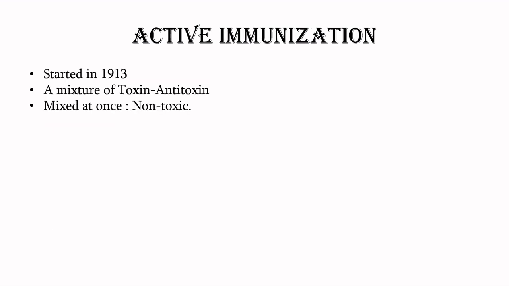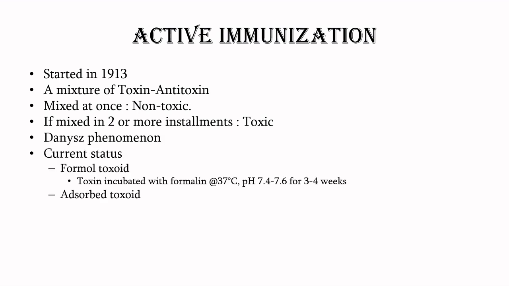So in active immunization, the method started way back in 1913. It was a mixture of toxin and antitoxin. If you mix equal amounts of toxin and antitoxin all at once, the mixture becomes completely non-toxic. But if you mix it in 2 different installments of toxin with antitoxin, the resulting mixture will still be toxic. Okay, so the current methods used are 2 types.